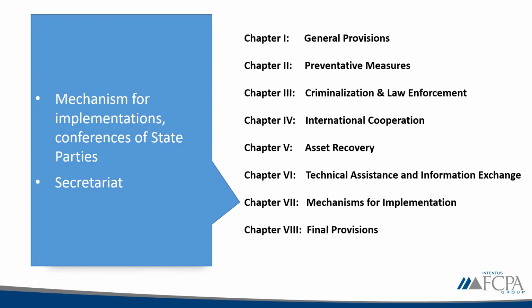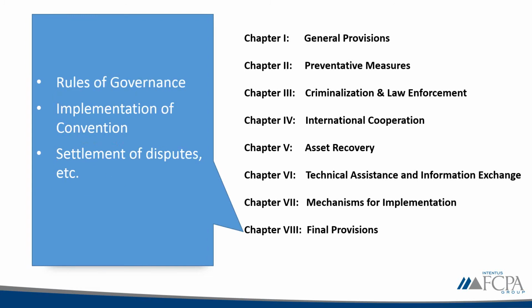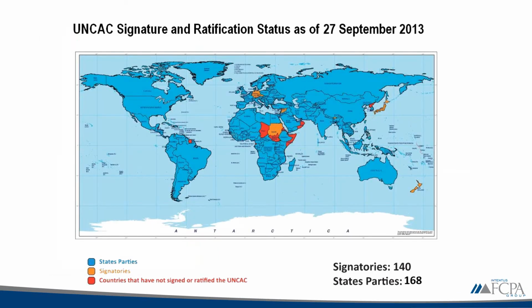Chapter 7 talks about the implementation of the Convention and the conferences of state parties. Chapter 8 is the final provisions, which are the rules of government and the settlement of disputes between state parties.